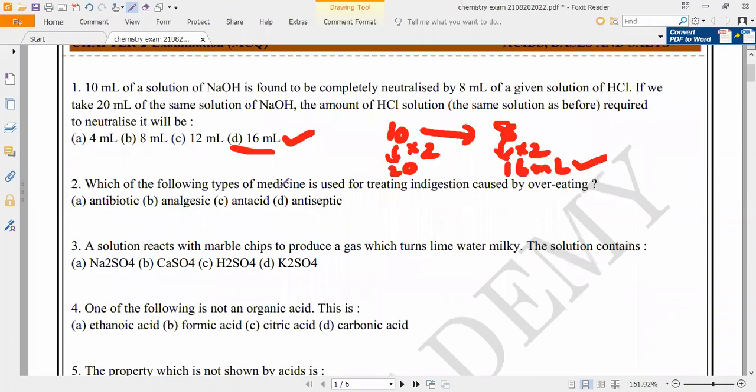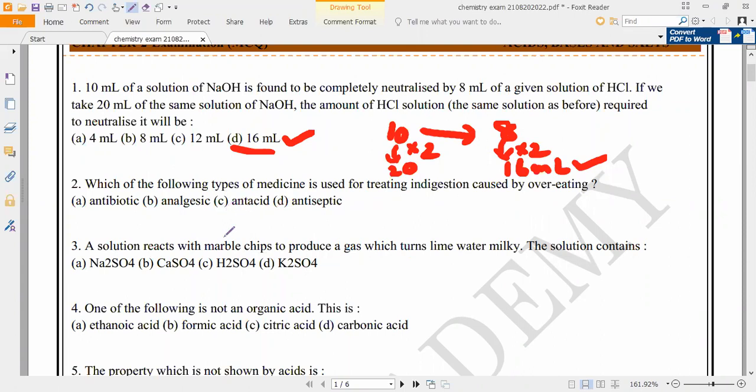Next, go faster. So many are very easy questions. You have to answer fast. Next, antacid medicine is used for overeating. Antacid. Is it yes? Fantastic.